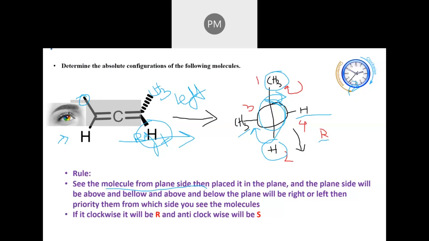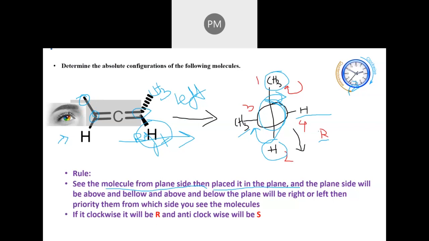If we are seeing the molecule from the plane side, we place our eyes on that plane side. First we see this center, so we give priority to this carbon center, then the next carbon. So these will be our first and second priority. Here the methyl and hydrogen are the same, so we give priority according to the side from which we are looking. From this side, this one is first, this one second, and then third and fourth.